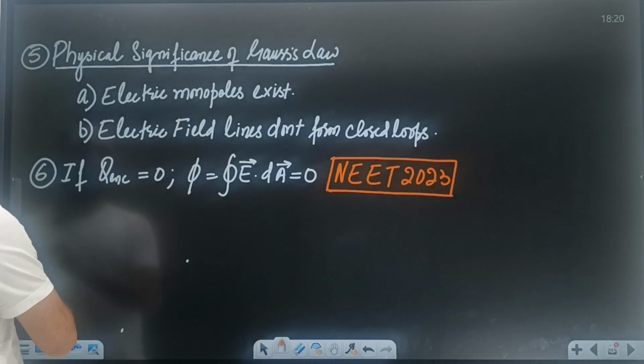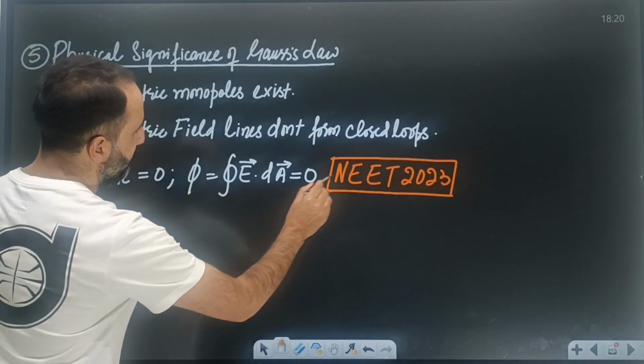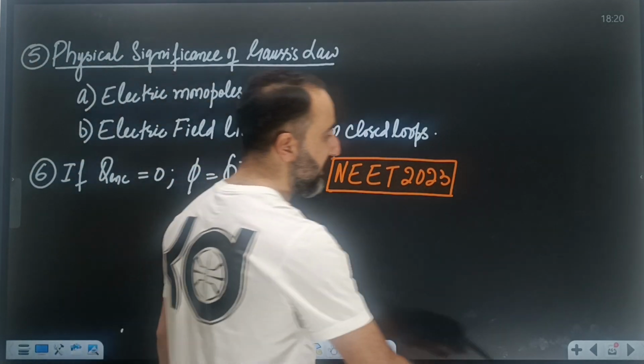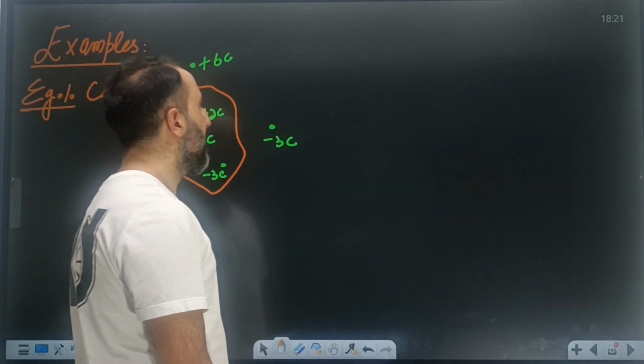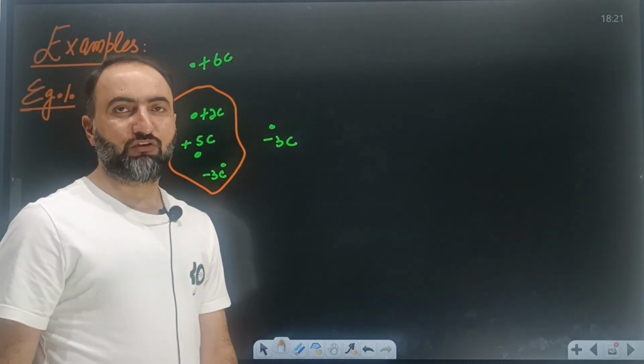Okay, and number 3 is that if Q enclosed is equal to 0, then the flux for the closed surface is equal to 0. That was asked in NEET 2023. If the total charge inside is 0, so what will the flux be equal to? That will be equal to 0. Now, let's do some examples on Gauss's law.